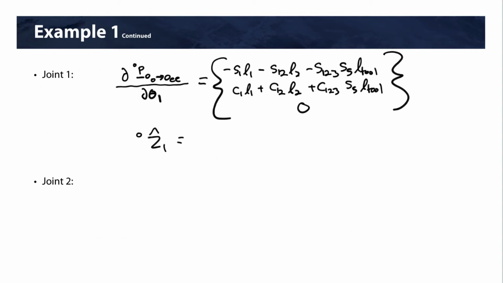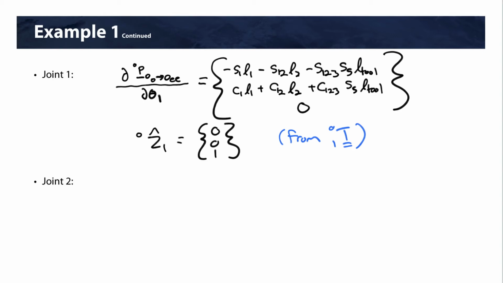So we can write that out and we'll have 0, 0, 1. And we can make a note that we got that from T01. All right, so that's joint 1 done. We can do the same thing for joint 2 now.